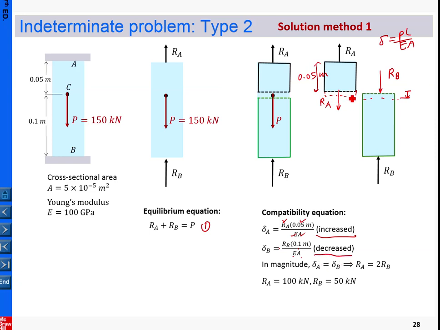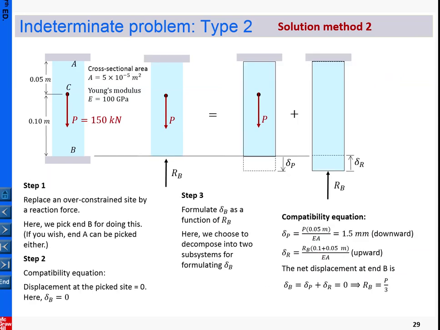So the amount of increase in this free body diagram should be equal to the amount of decreasing deformation in this free body diagram. So in magnitude, they must be equal. So from here, you can obtain the second equation. Okay, so with two equations, we can solve for the unknowns RA and RB. So that is the first approach.